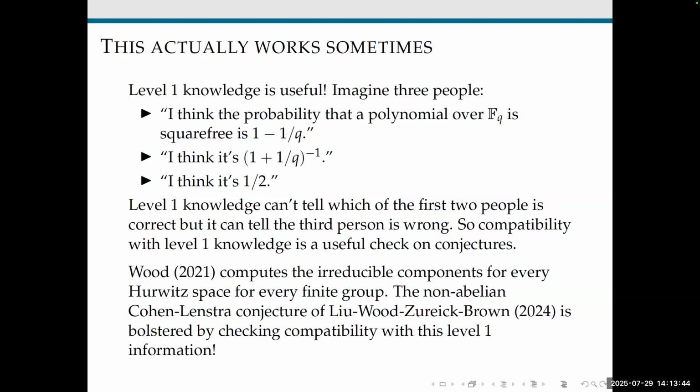Hurwitz space, for every finite group. And as a result, in this vastly generalized story of non-abelian Cohen-Lenstra heuristics, so not just class groups, but what does the maximal unramified extension of a random field look like, by Yuan Liu, Melanie Wood, and David Zureick-Brown, that conjecture is stress tested in the function field case by comparing it with all this level 1 knowledge and showing that it's compatible with those things.